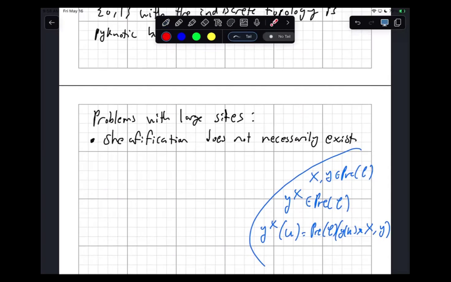But there's a problem, because what happens if this category C is large? Then we know that the presheaf category is not necessarily locally small. In other words, this set might not be a small set. Therefore, this is not a functor from C to small sets. Therefore, it's not a presheaf. So, summarizing, it is not necessarily Cartesian closed.